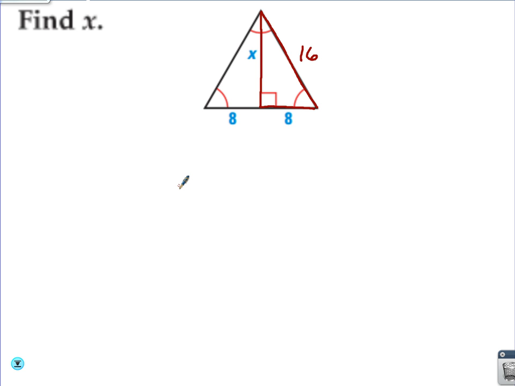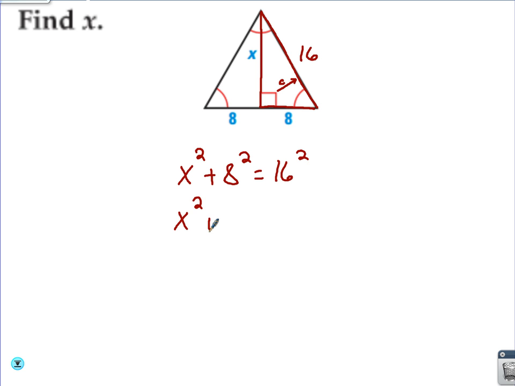A and B. This is my right triangle. Here's my right angle. My C is always located across from my right angle, so therefore A and B would be x and 8. Good. So a squared plus b squared is equal to c squared. This is actually a special type of triangle that you'll learn about later on called a 30-60-90 right triangle. We know the relationships between all these, but anyway, we'll learn that later.